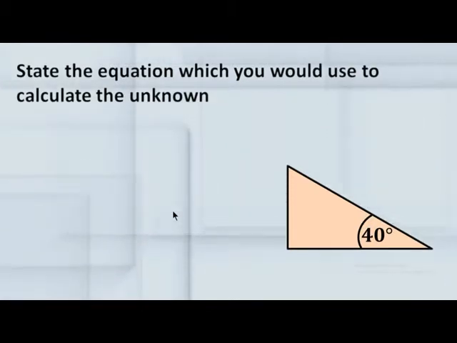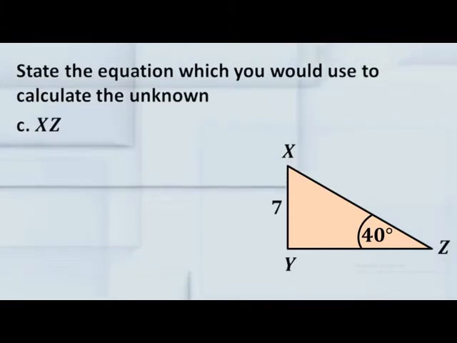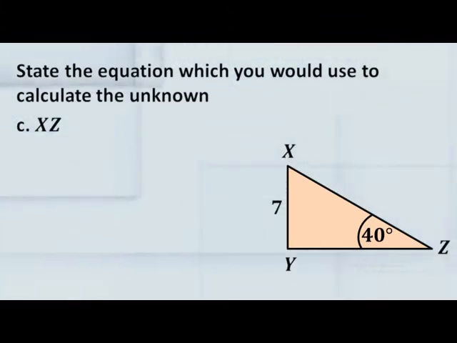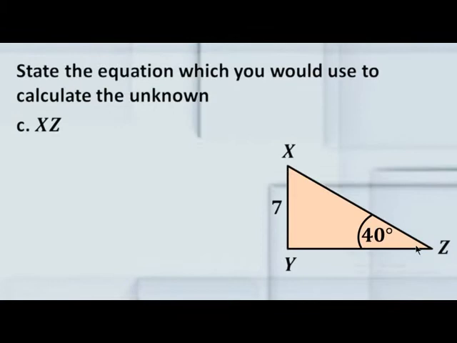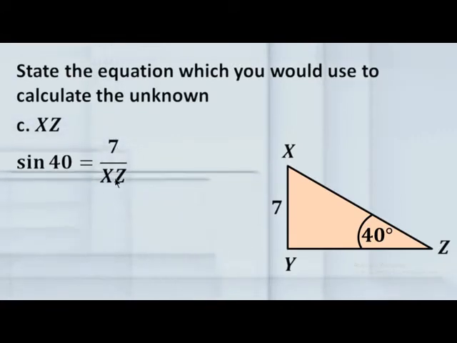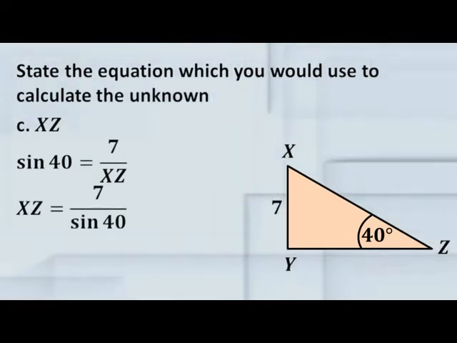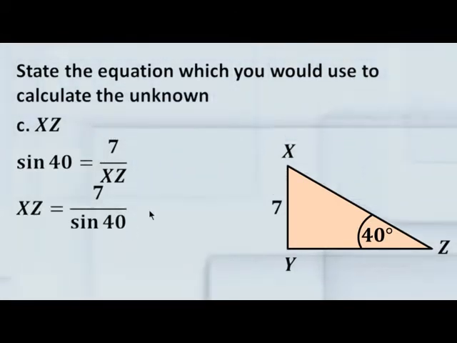How about this triangle? You have to find the equation to find the value of xz. The xz is the hypotenuse, so we know the opposite, and we're going to find the hypotenuse. So we're using sine. So sine 40 equal to 7 per xz. Remember, opposite per hypotenuse. So xz equal to 7 per sine 40. This is the equation to find the value of xz.